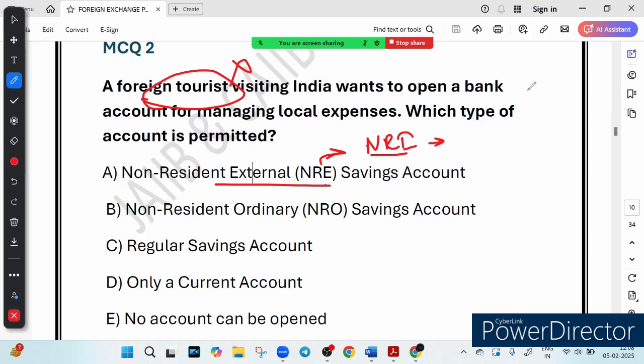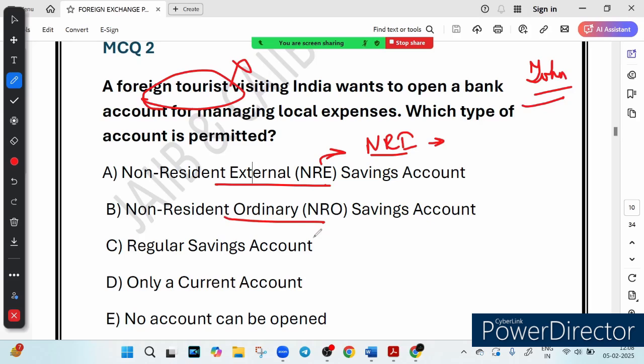Imagine John from USA, right? He visits India for tourism. He earned his salary in US dollars and does not have any income in India. So John cannot open an NRE account because it is only for NRIs who earn outside India and want to deposit in India. Option B says NRO savings account.